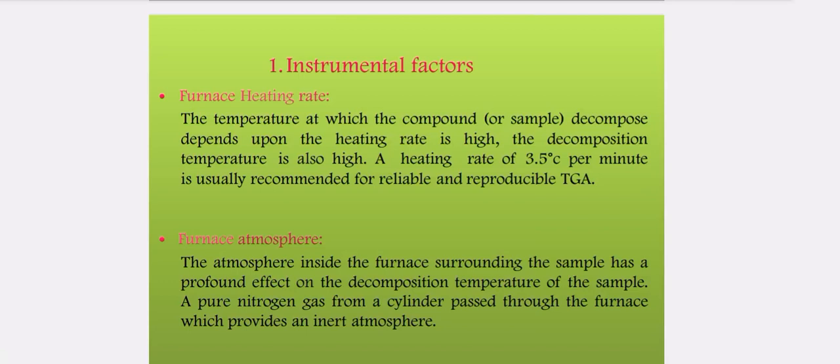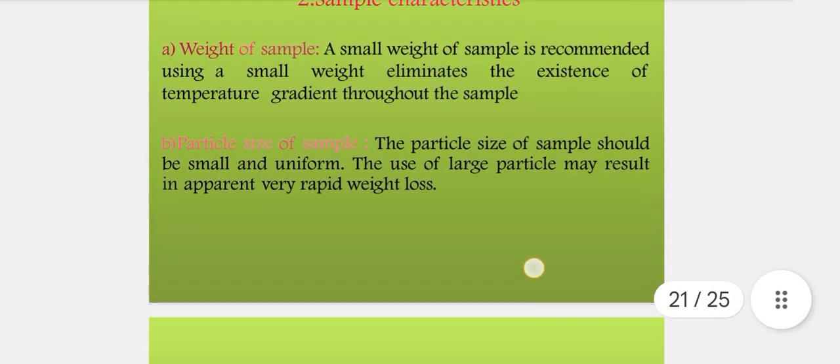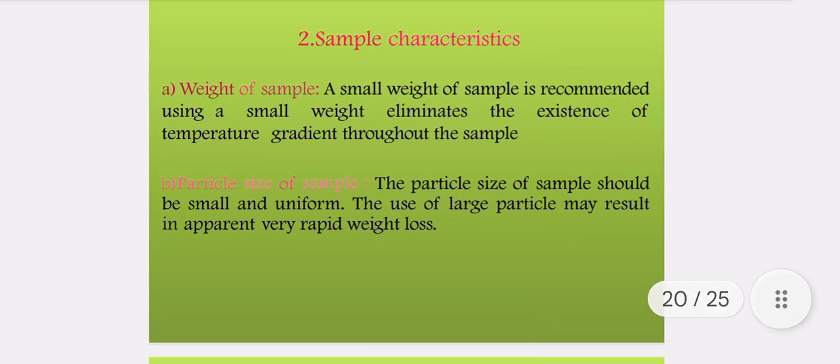Next are sample characteristics, which include weight of the sample and particle size of the sample. First is weight of the sample. A small weight of sample is recommended, as using a small weight eliminates the existence of a temperature gradient throughout the sample. For particle size, we need to note that the particle size of the sample should be small and uniform in nature. The use of large particles may result in apparently very rapid weight loss.